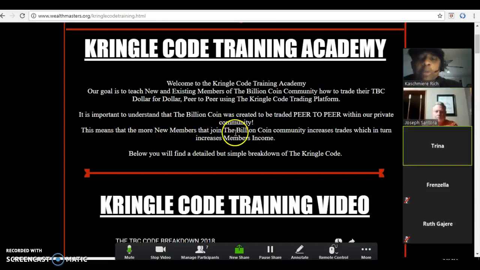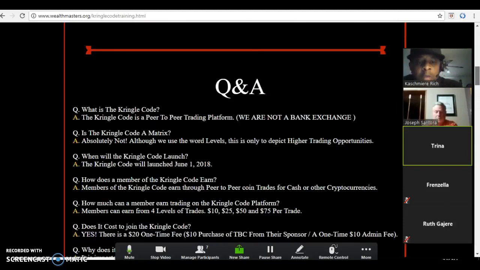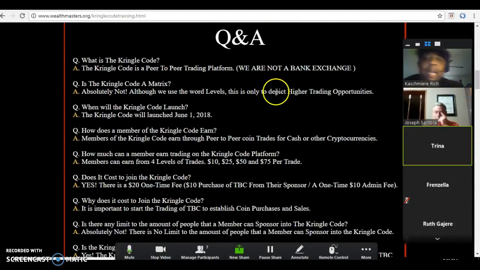This means that the more new members that join the Billion Coin community increases trades, which in turn increases members' income. Below you will find a detailed but simple breakdown of the Kringle Code. So now when you come down here, it has our questions and answers. It is important that you go over the questions and answers with people. The Q&A section in here is similar to the Q&A section in the TBC Code, except it's targeted toward the Kringle Code.